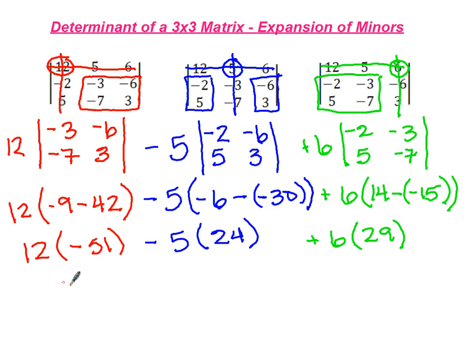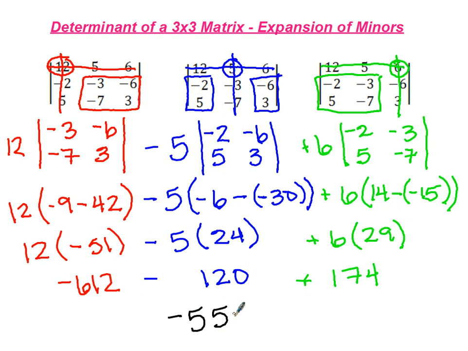12 times negative 51 is negative 612. Subtract 5 times 24, which is 120. And adding in 6 times 29, which is 174. To find your final determinant, simplify this final expression. Negative 612 minus 120 plus 174 yields a final answer of negative 558.